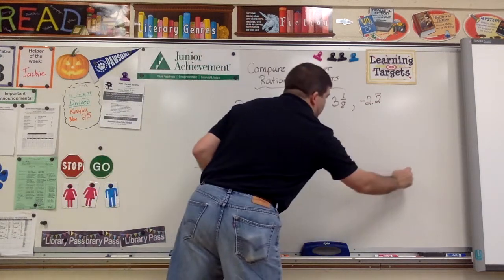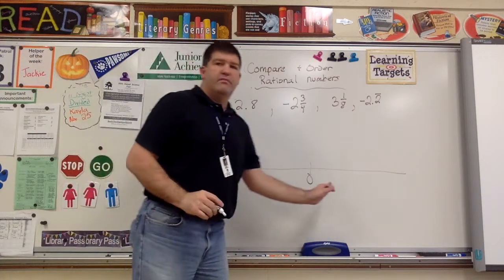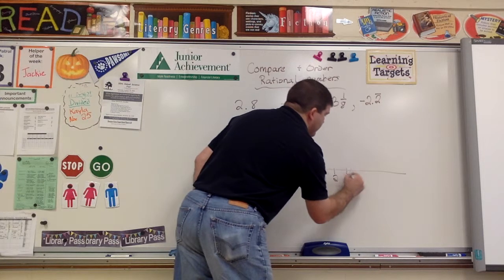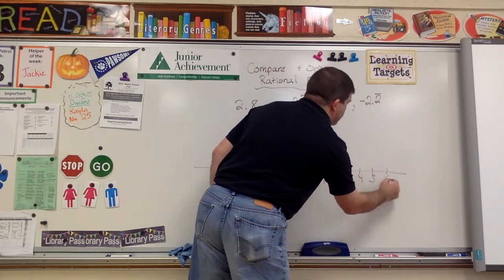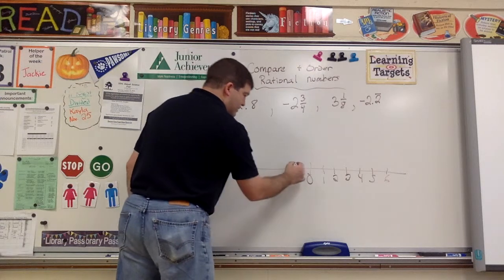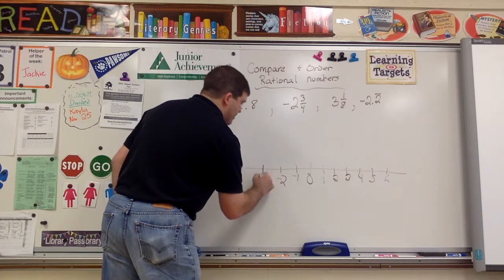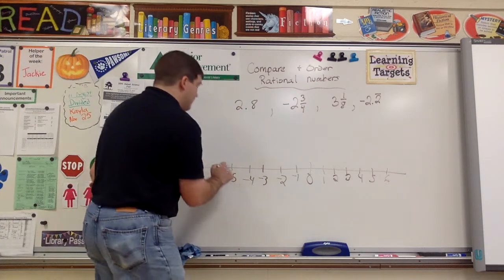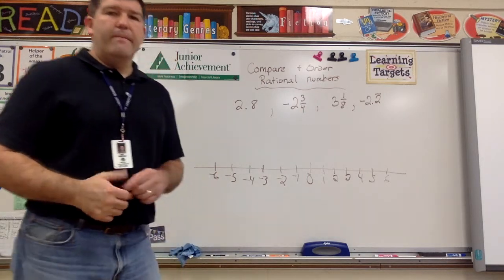So I create a number line here, 0. Everything on the right side is going to be positive. 1, 2, 3, 4, 5, 6. Everything on this side is going to be negative. Negative 3, negative 4, negative 5, and negative 6. Okay, so I have my number line.